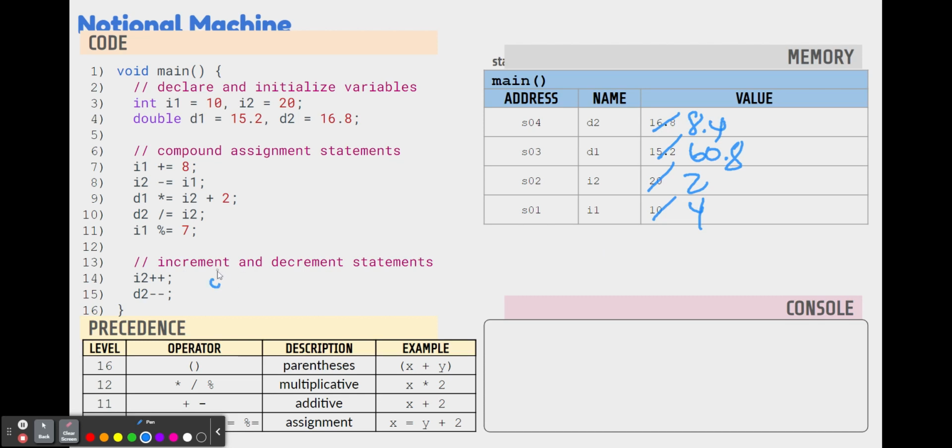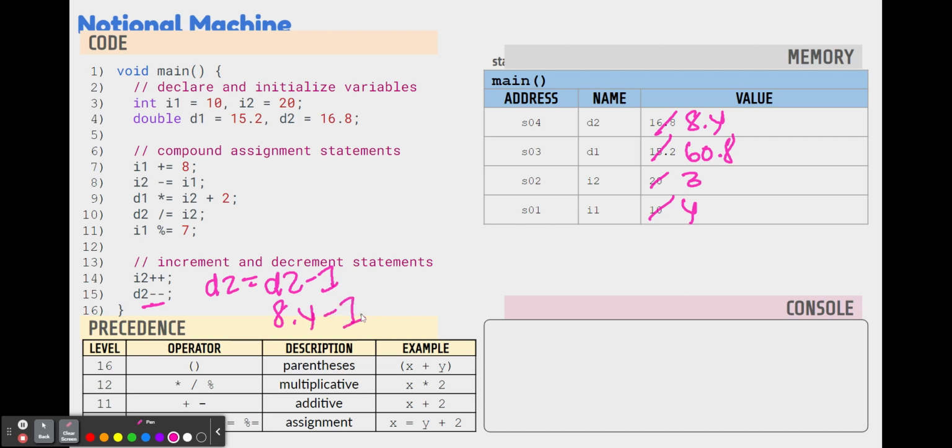It's the same thing as saying i2 is equal to i2 plus 1. Currently i2 is 2, so that's 2 plus 1, which is 3, which goes back into i2. i2 now becomes 3. Looking at line 15, d2 minus minus, that is our decrement operator. That's the same thing as saying d2 is equal to d2 minus 1. d2 is currently 8.4. 8.4 minus 1 is 7.4.